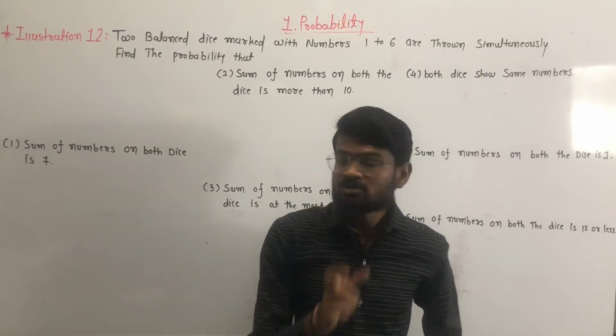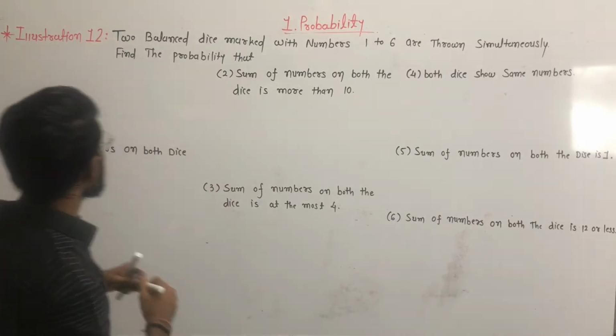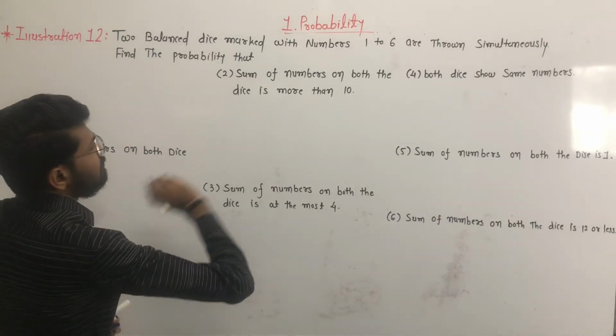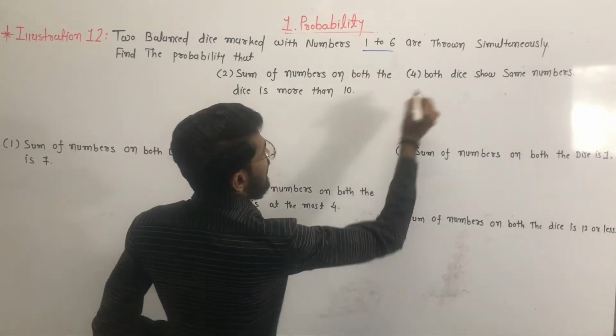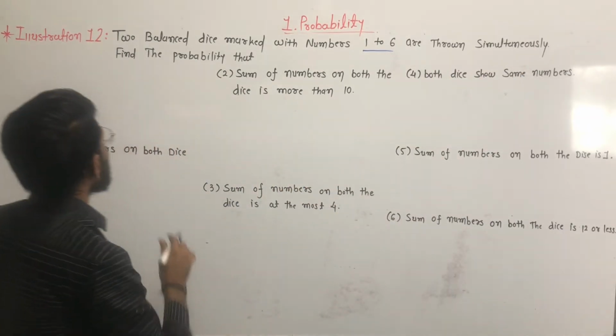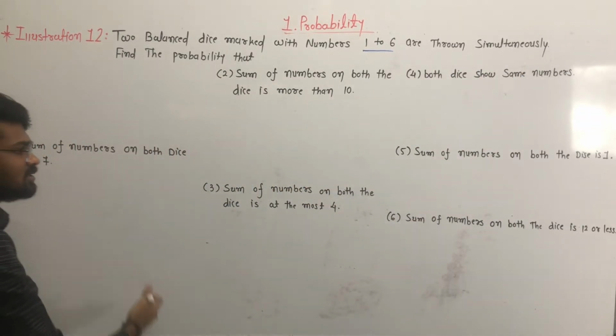Now we are going to solve illustration number 12. Illustration number 12 is that two balanced dice marked with numbers 1 to 6 are thrown simultaneously, then find the probability of these 6 events.